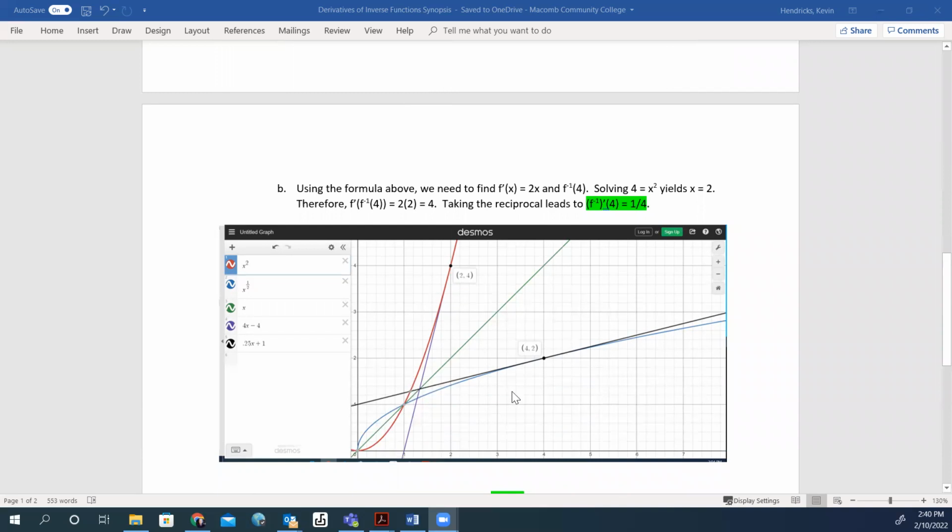And here's a picture. At the point (2, 4) on f of x, which is x squared, you can see the slope here would be 4. And at the point (4, 2), the slope will be the reciprocal, which is 1/4.